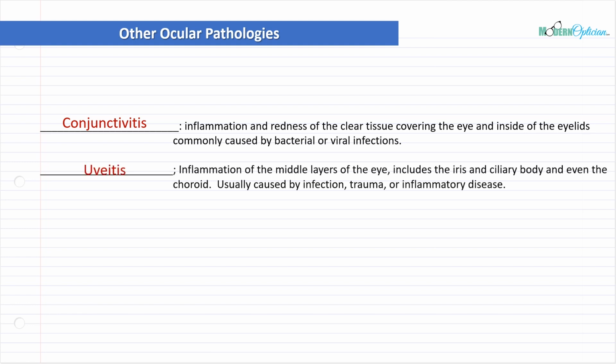Uveitis. Uveitis is an interesting one. Actually, it looks quite similar at first glance to conjunctivitis, but this is the inflammation of the middle layer of the eye, which includes the iris, the ciliary body, and even the choroid. Now, this is usually caused by infection, trauma, or inflammatory diseases. Uveitis is much more painful, discomforting, and serious than conjunctivitis because this is affecting the inside of the eye. And when these structures get inflamed, there are much more serious implications, both long term and even short term.